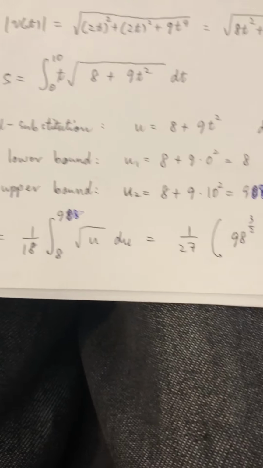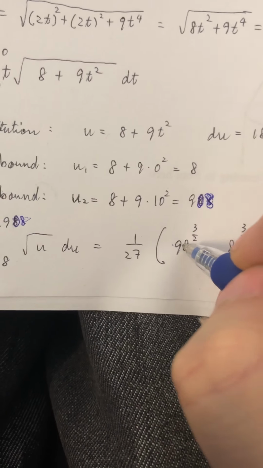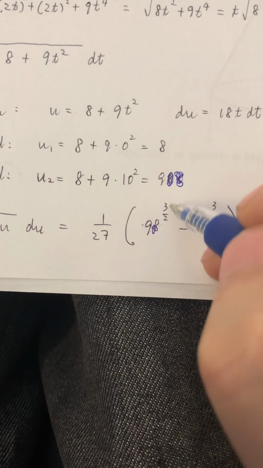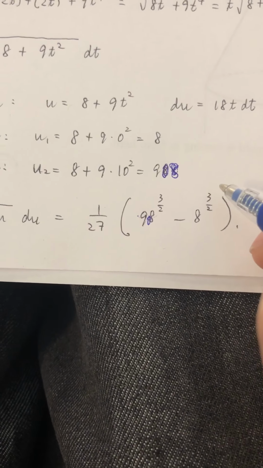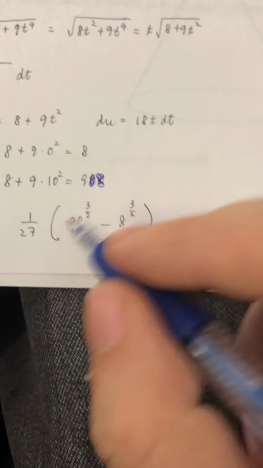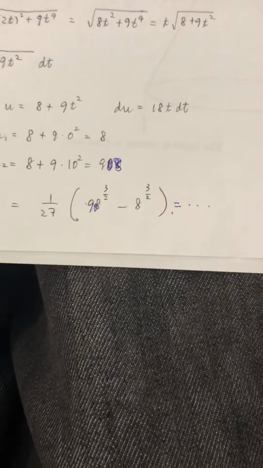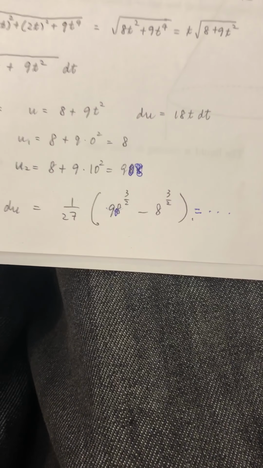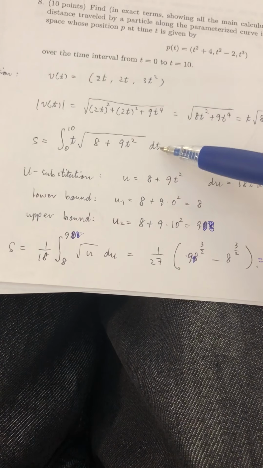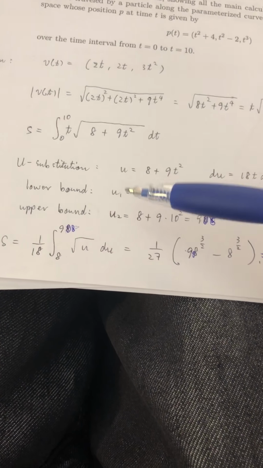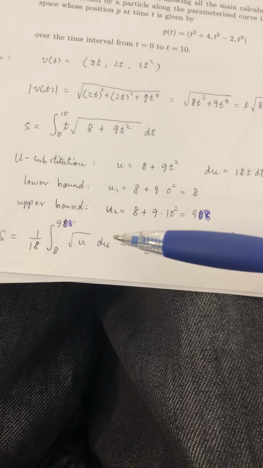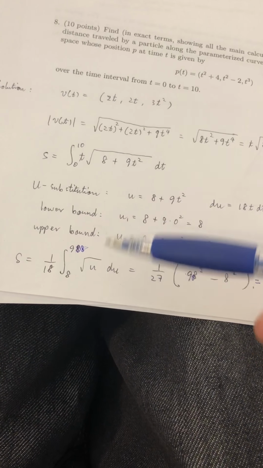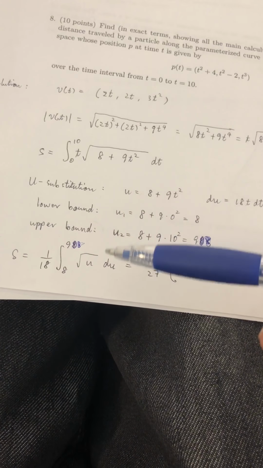And then you just do the calculation, and it should be 908 to the power of 3 halves minus 8 to the power of 3 halves. The rest is just your calculator's job. And yes, you can use your calculator for this test. But when you are evaluating this integral, you have to write down the steps. If I don't see the steps, you will lose a lot of points. Remember, this is 10 points. If you miss the steps here, you might only get 2 points.